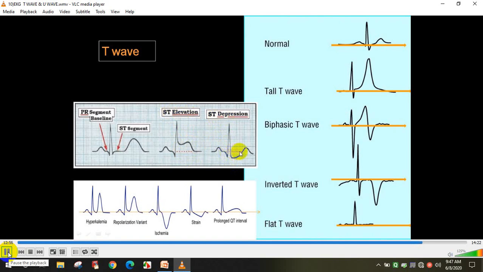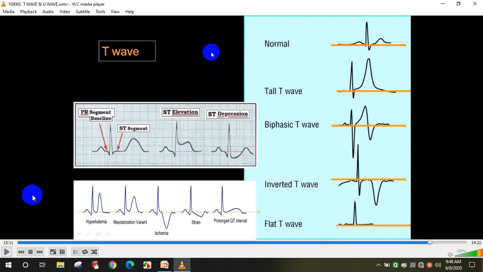Here, the ST segment is below the isoelectric line. So this is the J point. It is below the isoelectric line, and see the upslope. This is the upslope and then the T wave is upright. So always with ST segment changes like elevation or depression, there are always changes in the T wave.